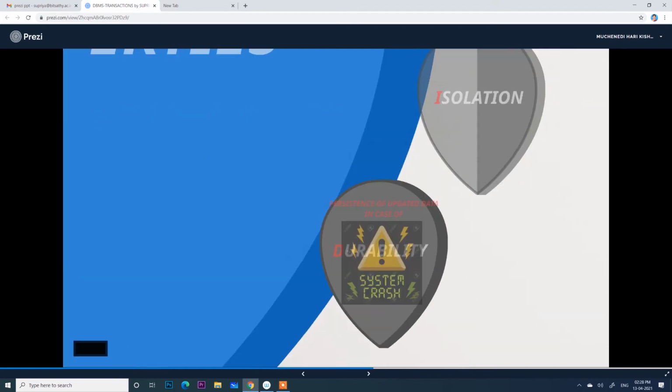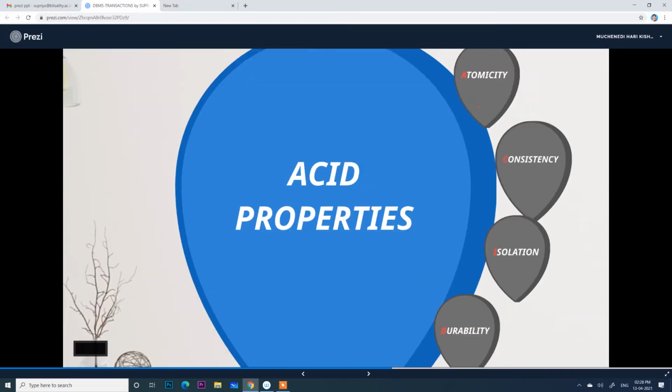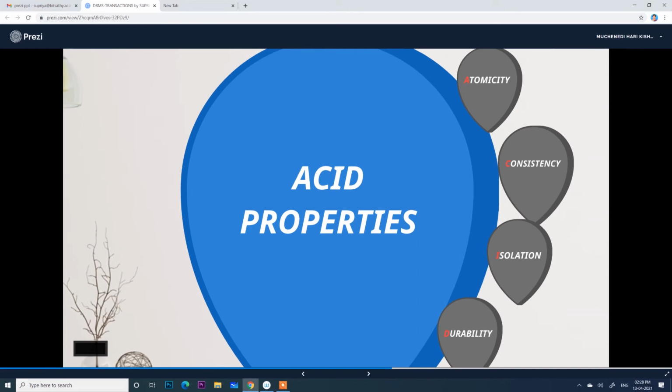The next is durability. Now you are performing a transaction, and suppose there is a problem like a system crash or network interference. However long it may take for the problem to get rectified, the updated data should remain the same in the database. If the data is not there, then it will lead to an inconsistent state. So this is about the ACID properties, and these properties got the name from the first letter of each property.